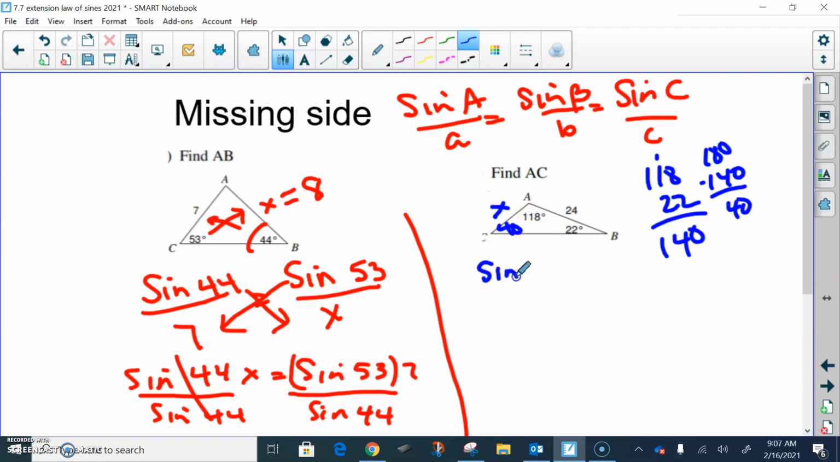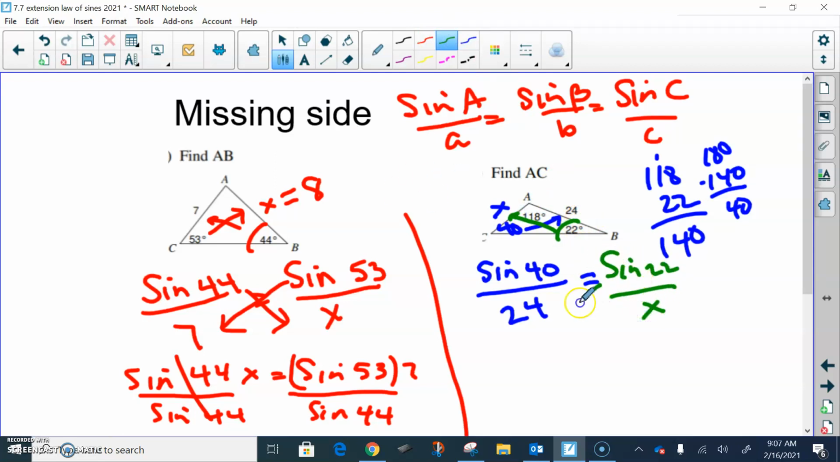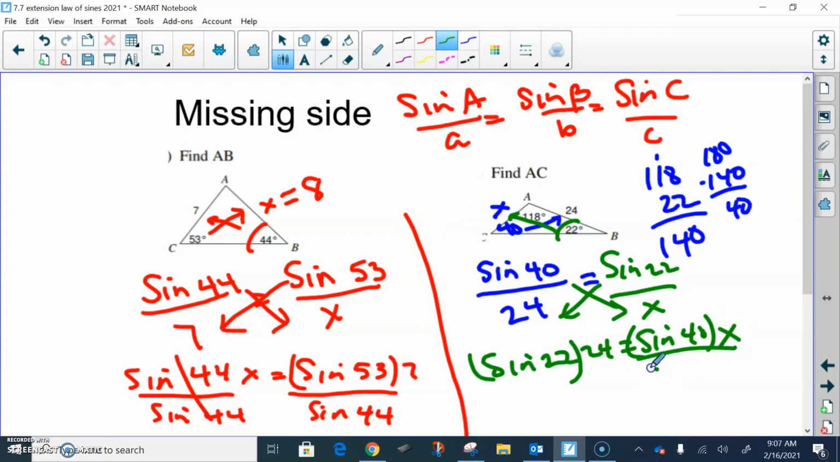So I'm going to say sine of 40 is to the side it's across from, which is 24. We're setting up our proportion, our law of sines. And then we'll say as sine of 22, remember it has to be across from it, and we're looking for x, so that's why I chose 22. As sine of 22 is to x, we're cross multiplying. Sine of 22 times 24 equals sine of 40 times x. We're going to divide each side by sine of 40.